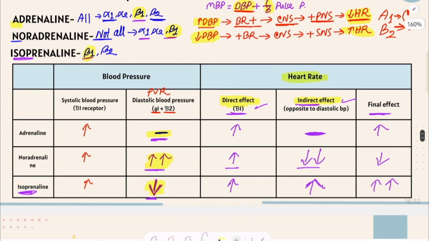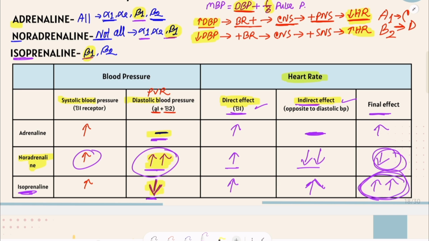Now, this table is very important for MCQ and CQ questions. Which drug increases systolic as well as diastolic blood pressure but causes bradycardia? The answer is noradrenaline. Here, systolic and diastolic blood pressure is increased, but it causes bradycardia. The second question, which of the following drugs can cause maximum tachycardia? And the answer is, on final effect of heart rate, it is isoprenaline.